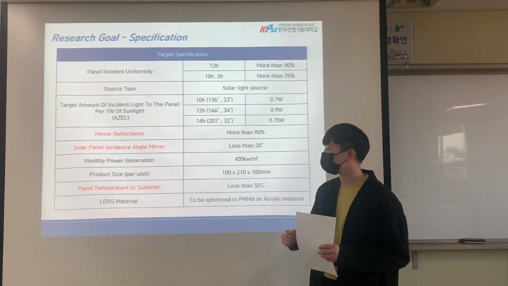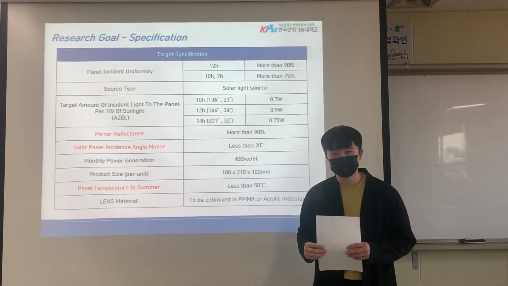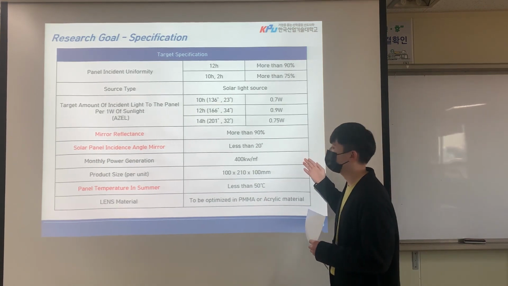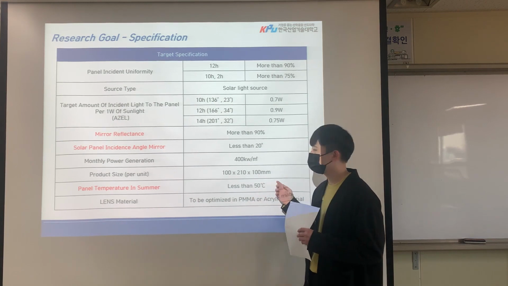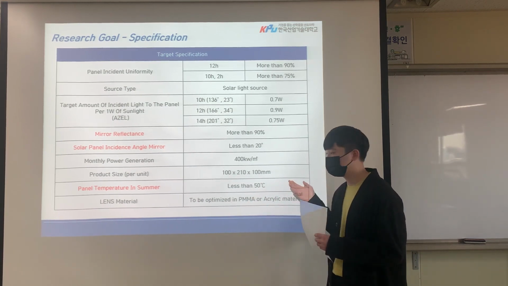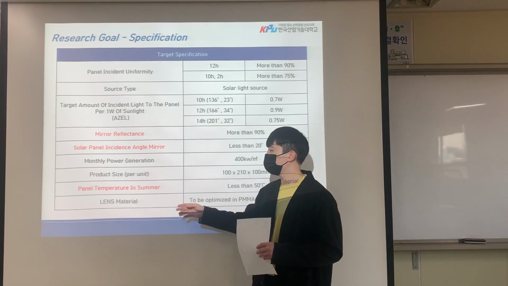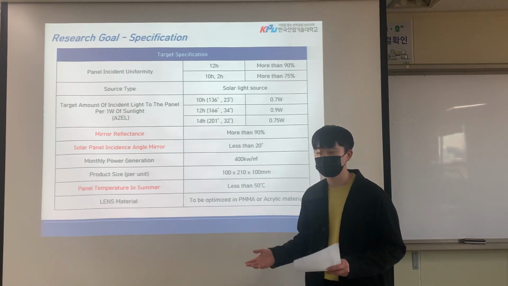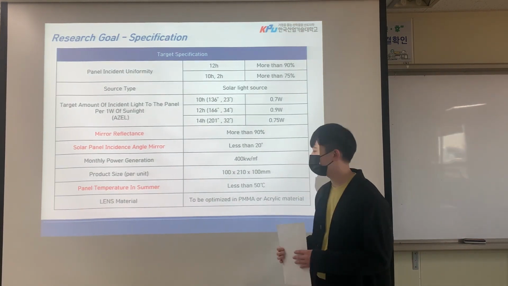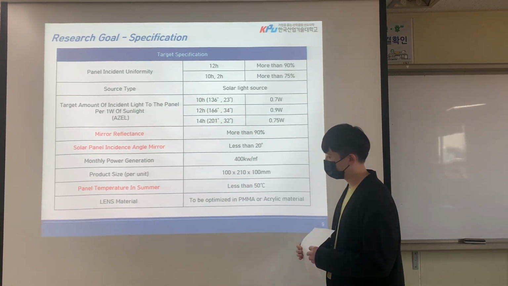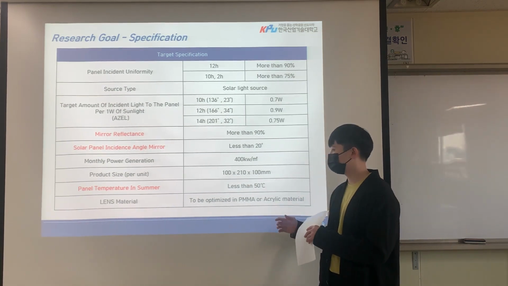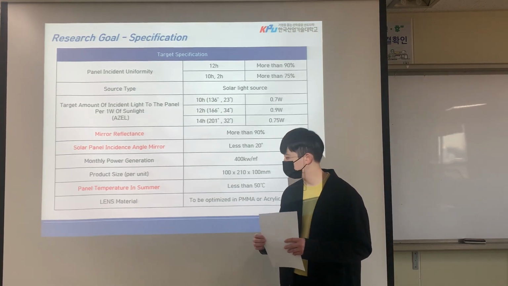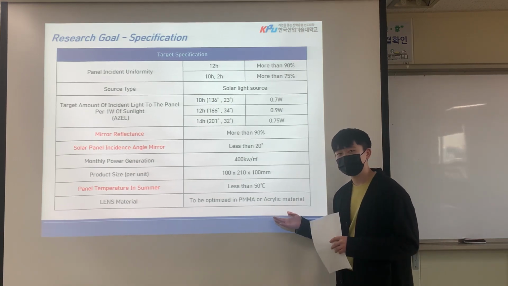In addition, 400 kilowatts per square meter of electricity will be produced in order to have higher power generation than existing LG's monocrystalline solar panels, and the size will be produced using online products. To minimize efficiency reduction due to heat generation of the product, it is designed to facilitate convection circulation of air so that the temperature of the panel does not exceed 50 degrees. And the material of the lens will be made of PMMA or aqua.